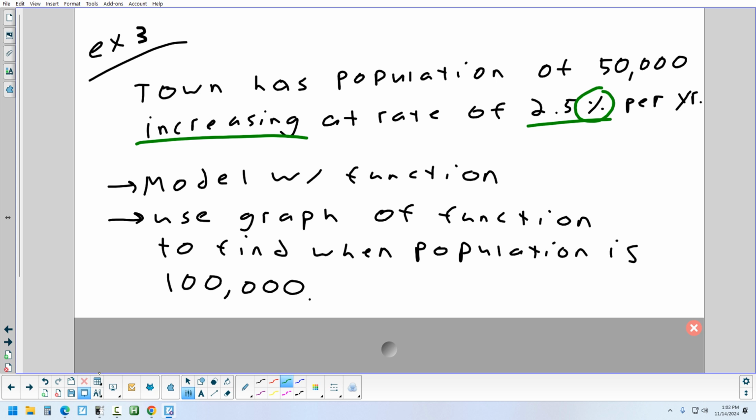So two things they want us to do. First, basically write a formula. That's what they mean by model with a function. And then once we have that, we're gonna graph it, and we're gonna figure out when the population hits 100,000 people.